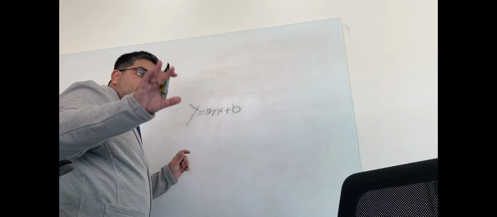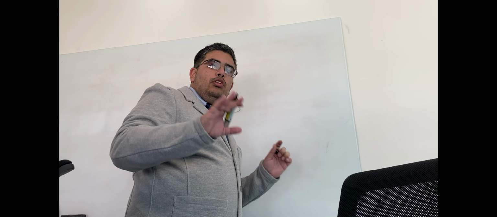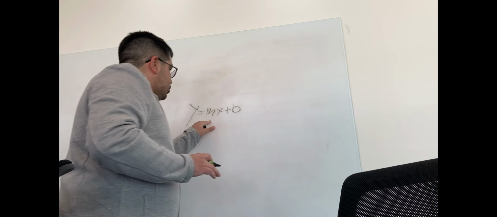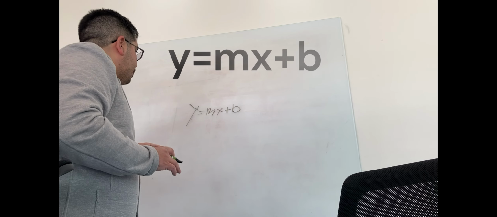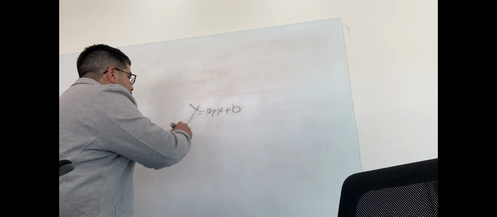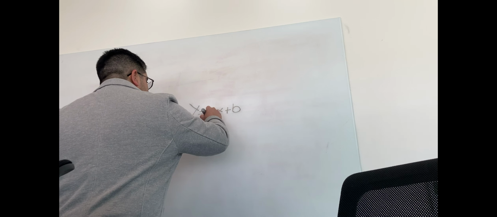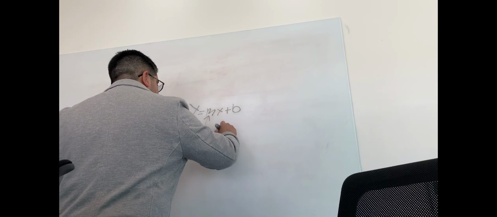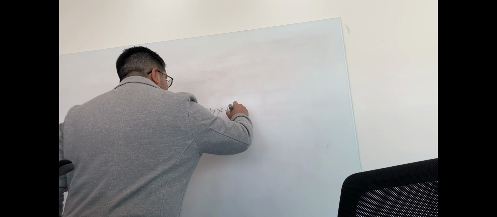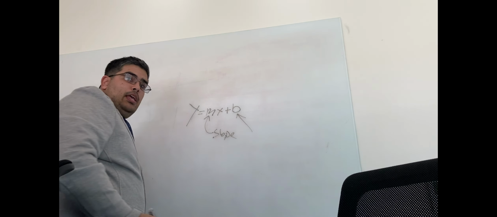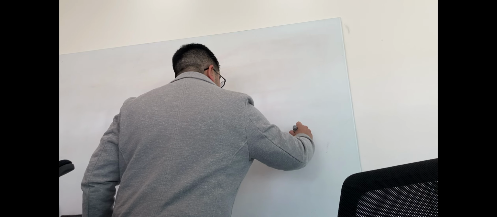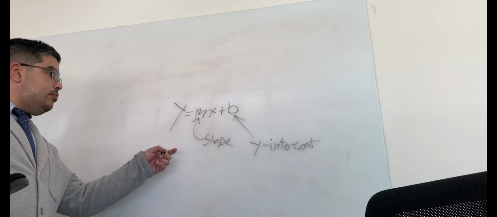This is the standard way we denote the slope-intercept form, y equals mx plus b, where the m is the slope, and the b is the y-intercept. You see that? All right.